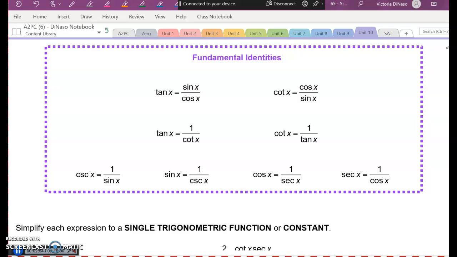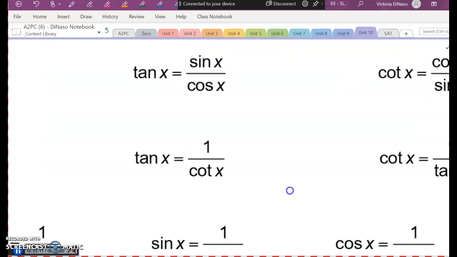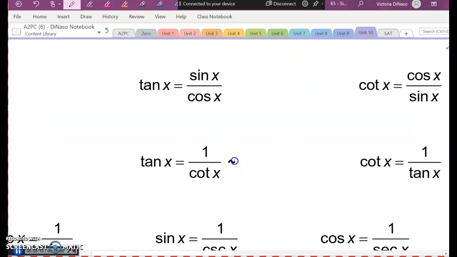So our fundamental identities, you should already know that tangent is sine over cosine and cotangent is cosine over sine. Now what's a little bit different is that tangent can also be represented as 1 over cotangent, and cotangent can also be represented as 1 over tangent. So that's new. Here's how this ends up working, okay?